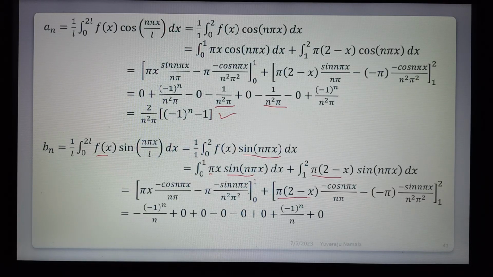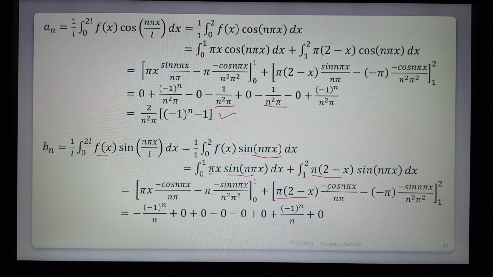So substituting the upper limit x is equal to 1: here π cancels, minus cos nπ, that is minus 1 power n. sin nπ is 0. x is equal to 0 gives 0, sin 0. Here the lower limit and upper limit, here 2, minus 2, is 0.